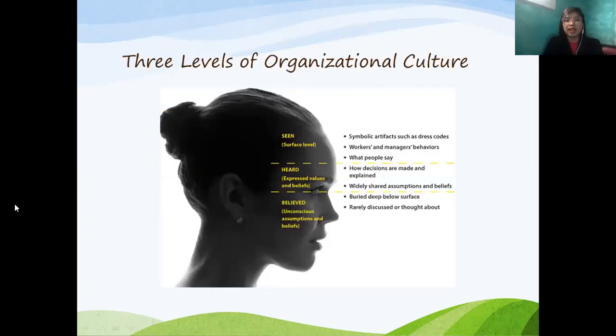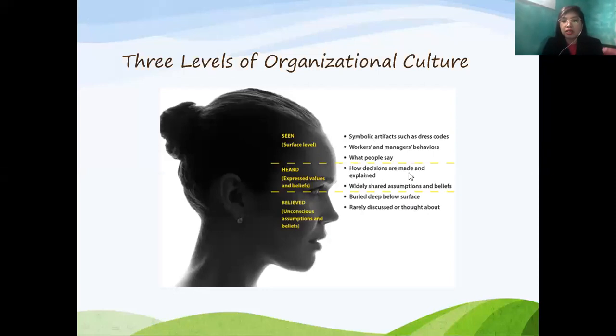Okay, these are the three levels of organizational culture. So firstly, we see symbolic artifacts such as dress codes, workers and managers' behaviors, and then what people say. And then next we hear the expressions of the values and beliefs. So this is where decisions are made and explained, and then widely shared assumptions and beliefs are also being heard.